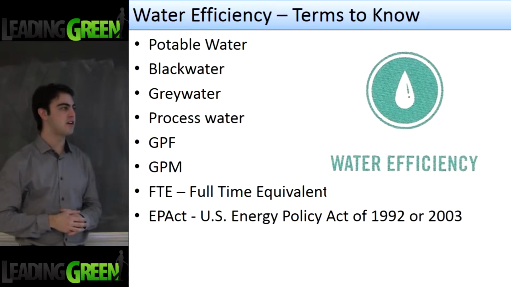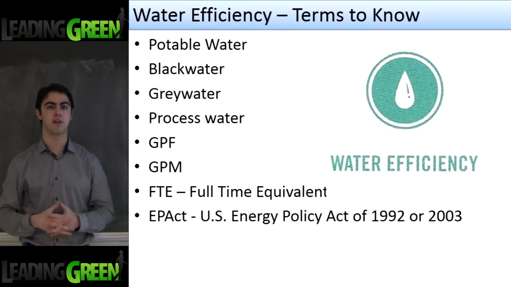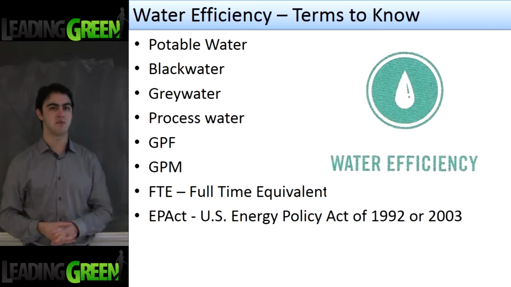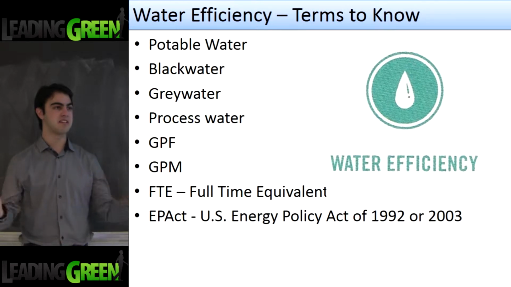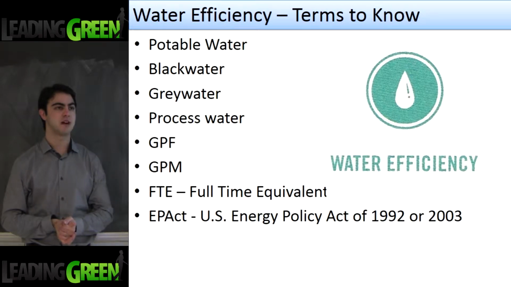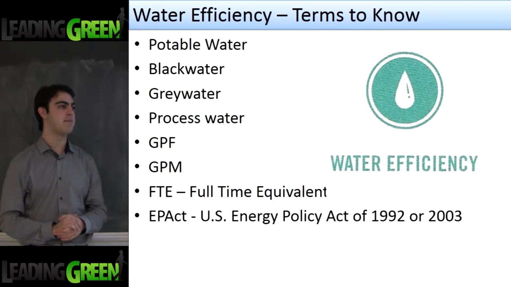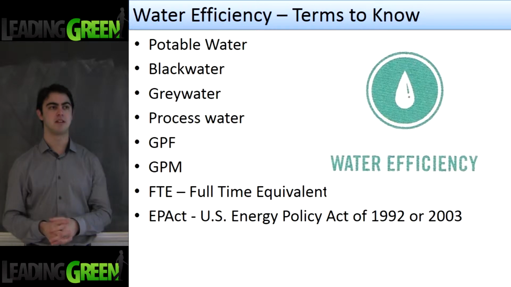FTE, as a reminder, is how we measure occupancy in LEED. 1 FTE is equal to 1 40-hour work week, 8 hours a day, 5 days a week. Or for example, 16 people here today, 5 hours each. Right, that's 80 hours, 80 people hours divided by 40. We get 2 full-time equivalents in this room.